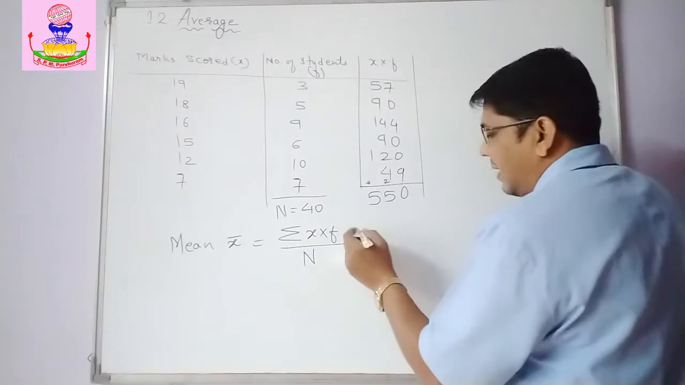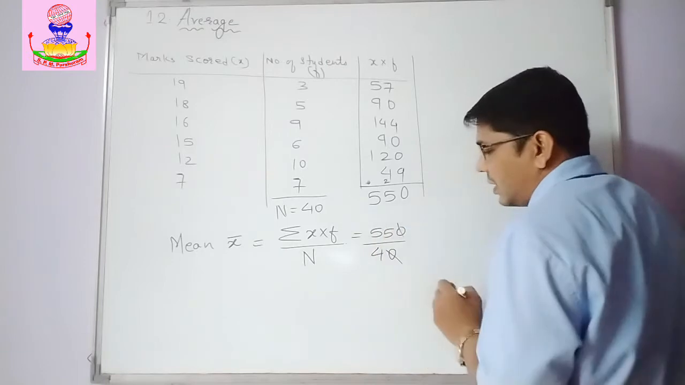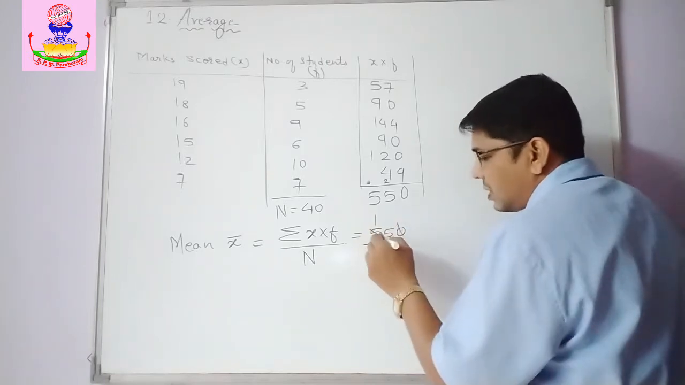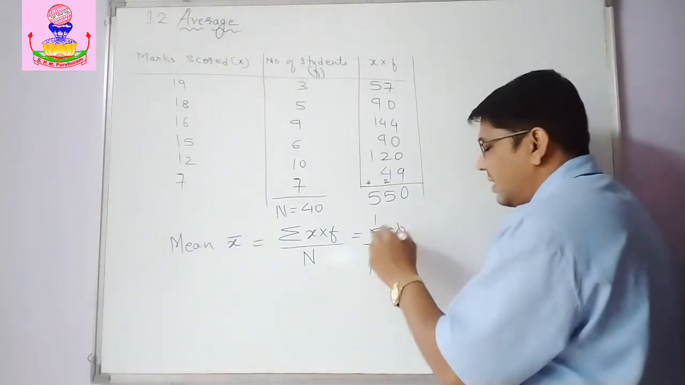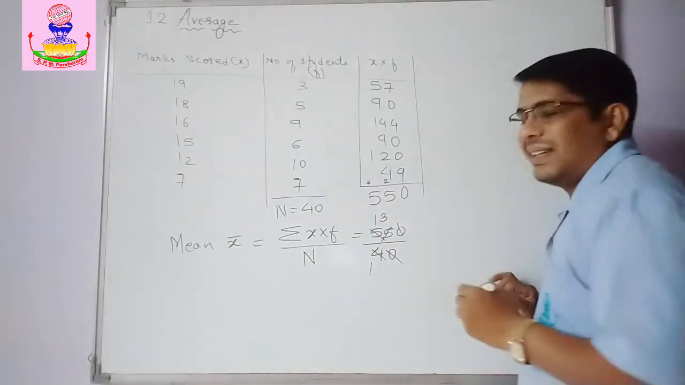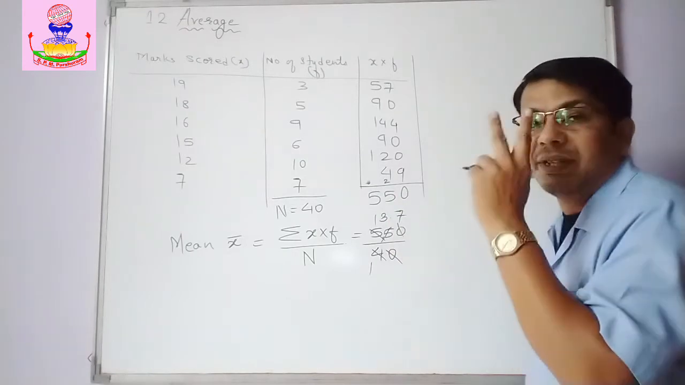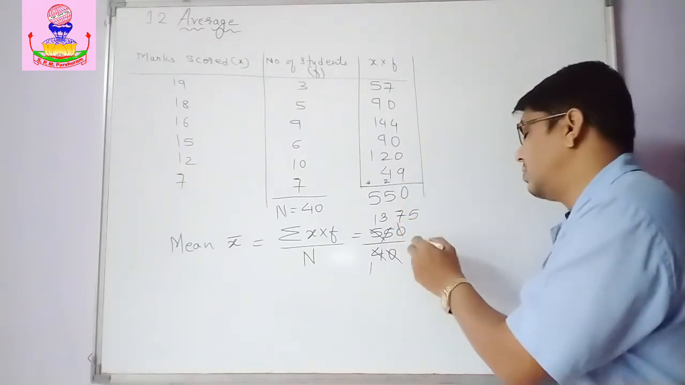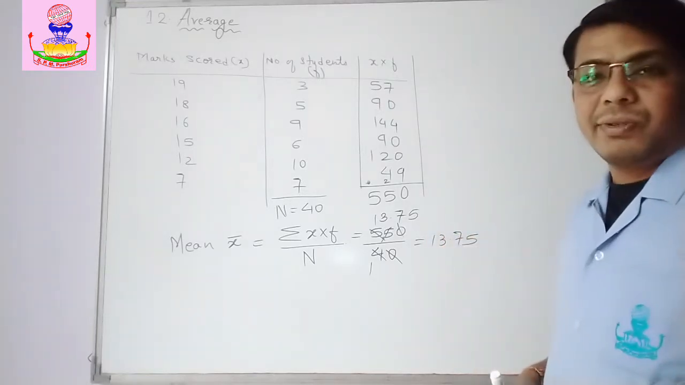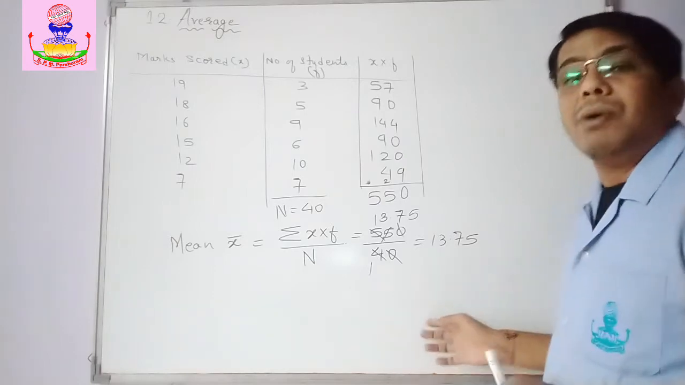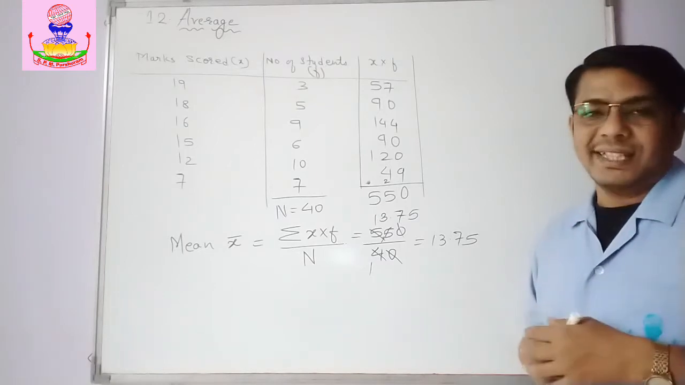So that is 550 upon 40. So 0, 0 gets cancelled. 4 ones are 4, 4 ones are 4. Remainder 1, 15. 4 3s are 12. Remainder 3, 30. 4 7s are 28. Remainder 2, 20. 4 5s are 20. So the answer is 13.75. So dear students, I hope you have understood. Now let us go on to solve examples based on this particular concept.